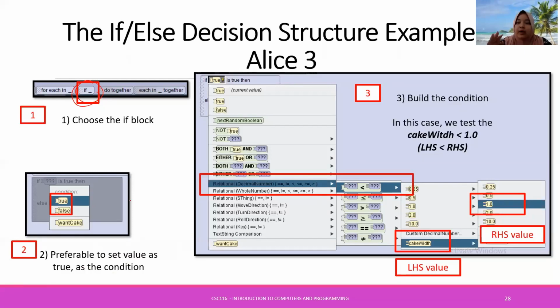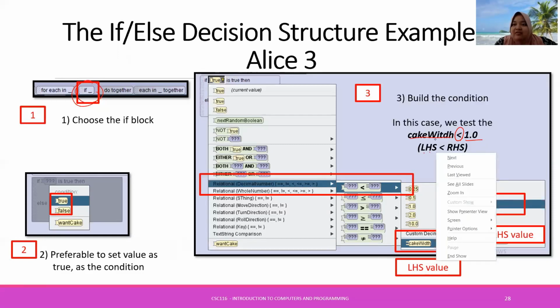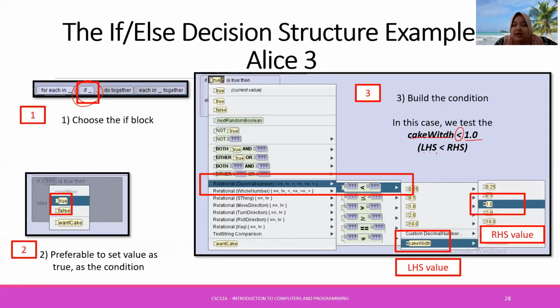Okay, sebelum tu awak kena create variable tadi. You dah create kan tadi variable cake width tu kan. So next kita nak gunakan relational. Kenapa? Sebab condition yang kita nak test menggunakan relational last time. Okay, so ingat this is the left hand side, this is the right hand side. So LHS maksudnya left hand side, RHS maksudnya right hand side.